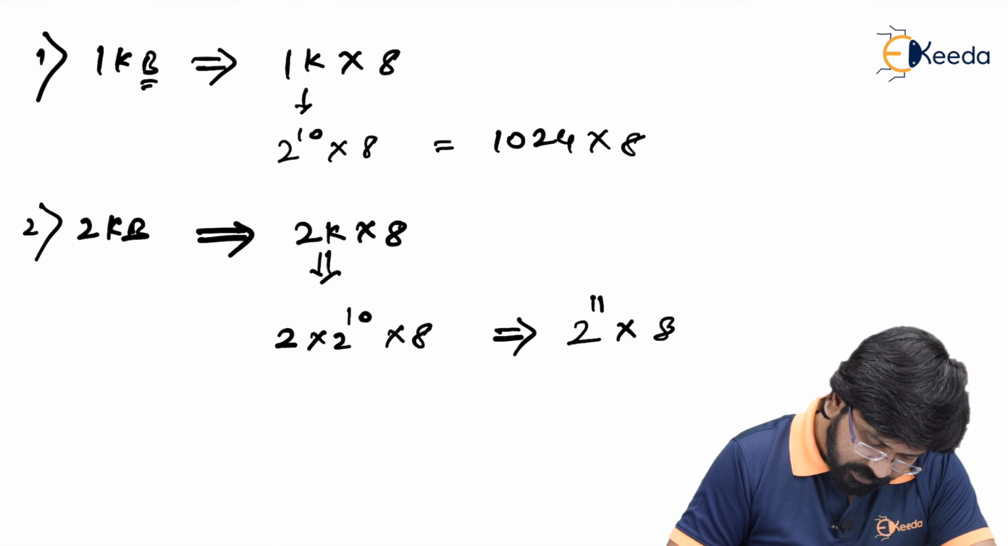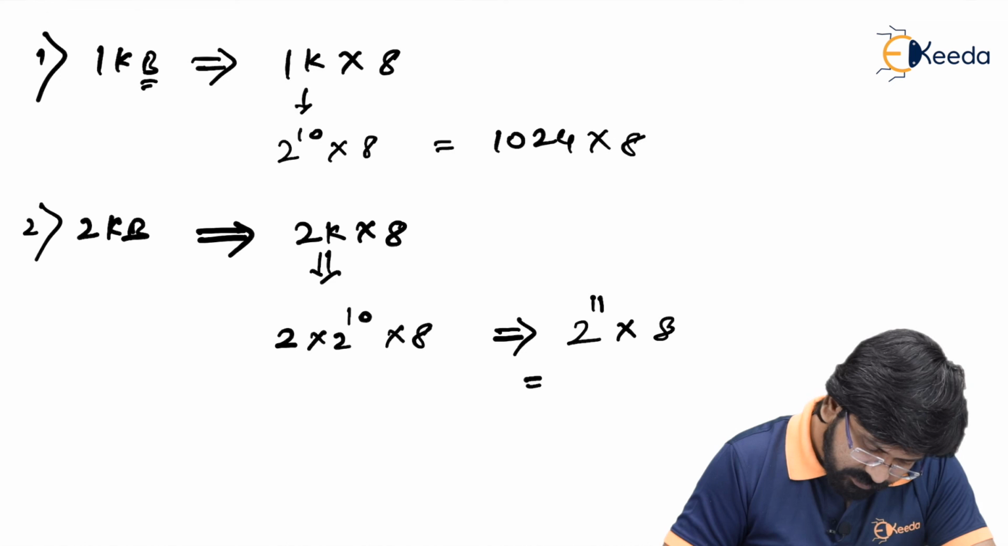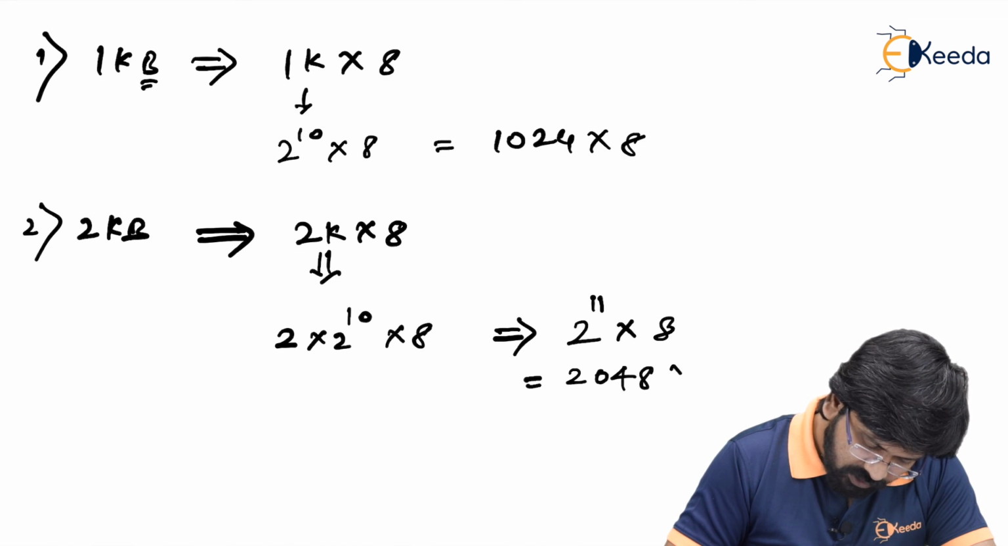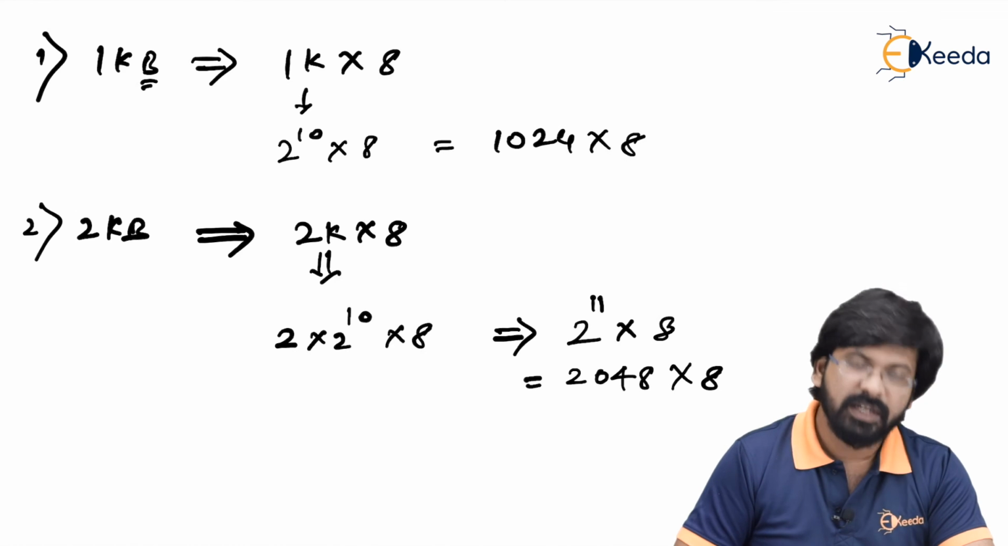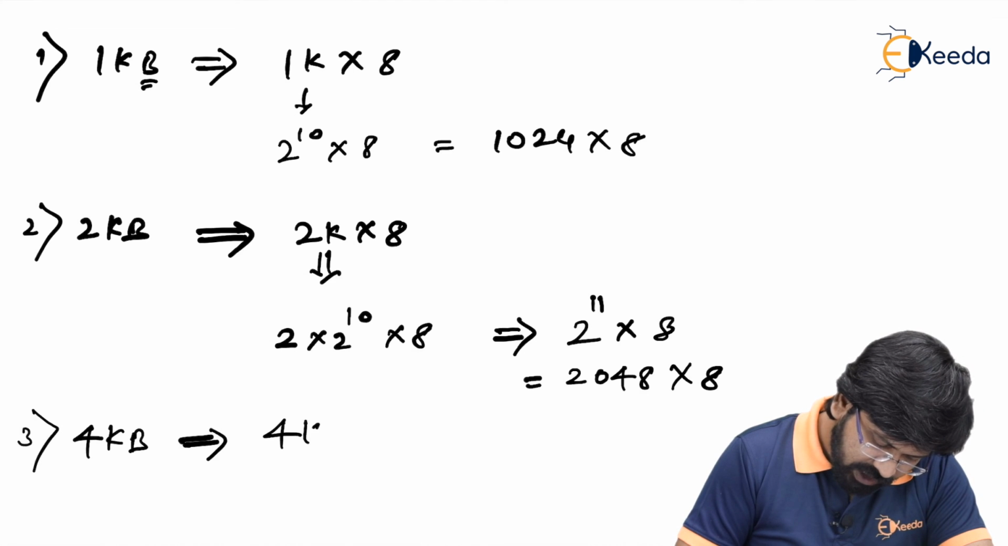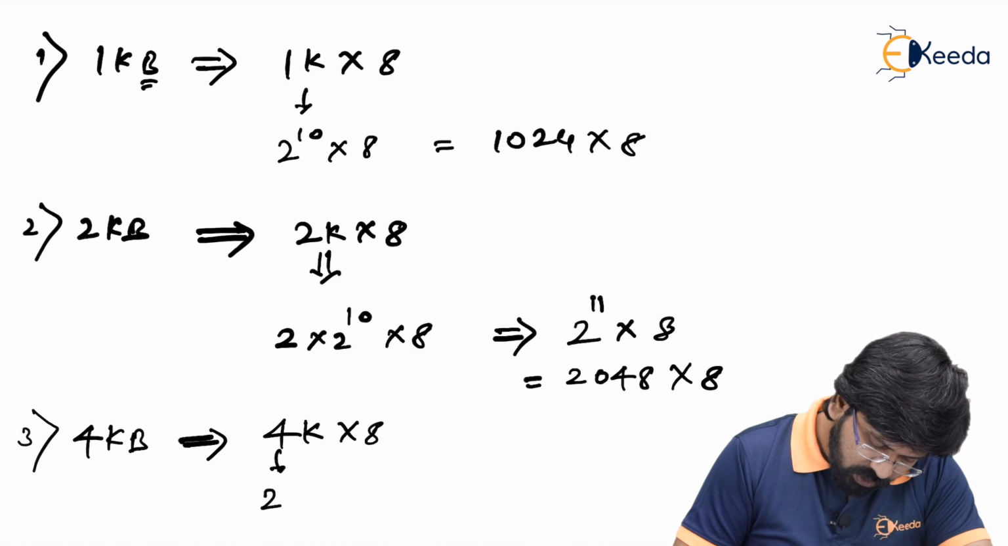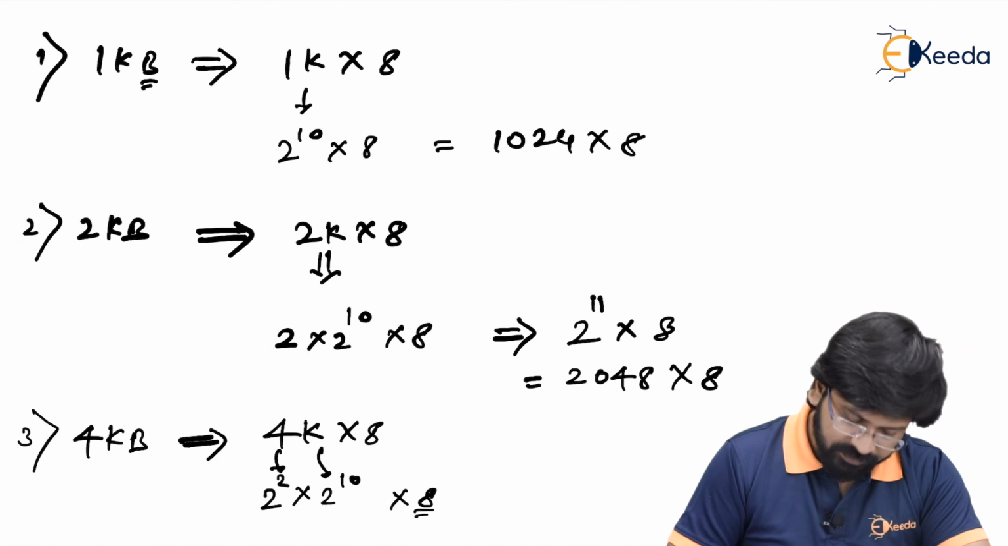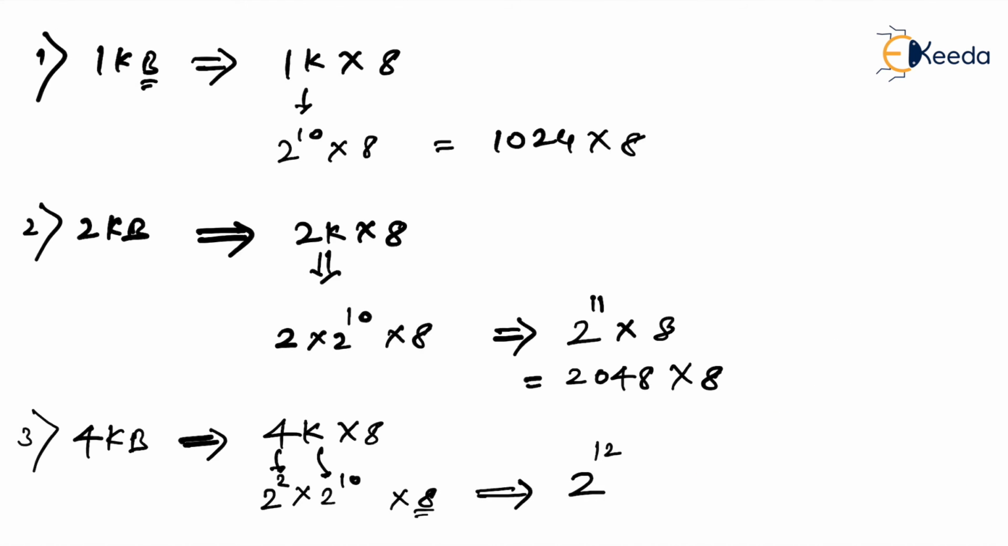So now, if you calculate this, it is 2048 cross 8 memory. This is nothing but the meaning of 2 KB memory. Similarly, if I am talking about 4 KB memory, then 4 KB memory can be written as 4K cross 8, where 4 is 2 to the power 2, K is 2 to the power 10, multiplied by 8. 8 you don't have to touch, right? So in total it becomes 2 to the power 12 cross 8, where 2 to the power 12 is nothing but the number of locations. So the number of locations, if you calculate, is 4096 cross 8.